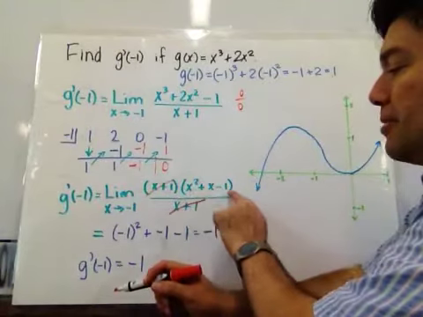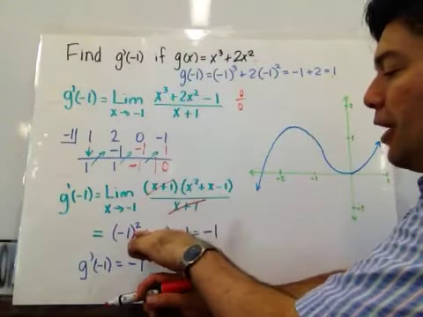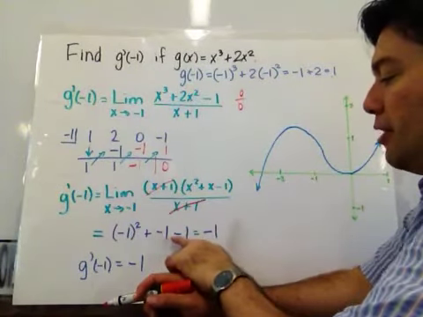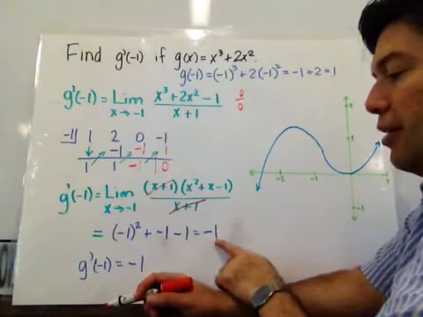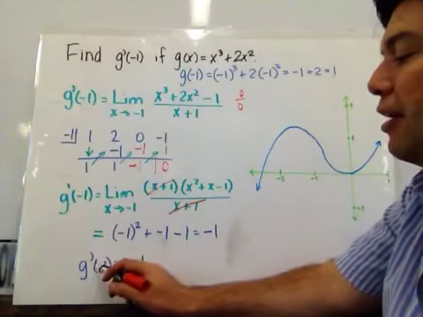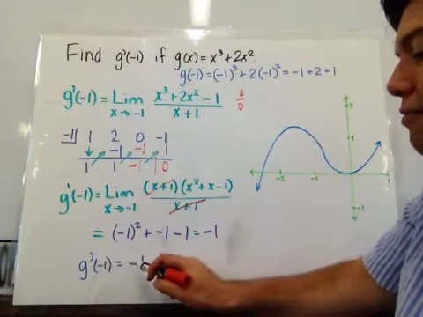And now I can actually substitute here. -1 squared plus -1 minus 1. That's 1 minus 1 minus 1, that's -1. So the derivative of g at -1 is -1.